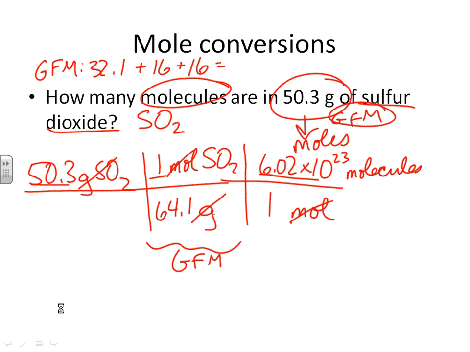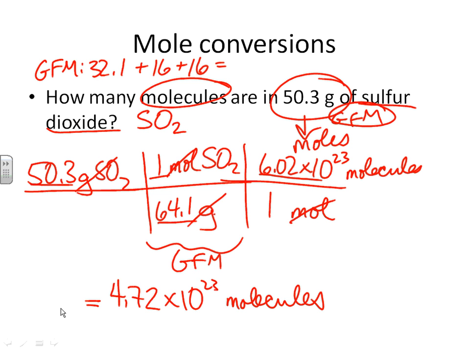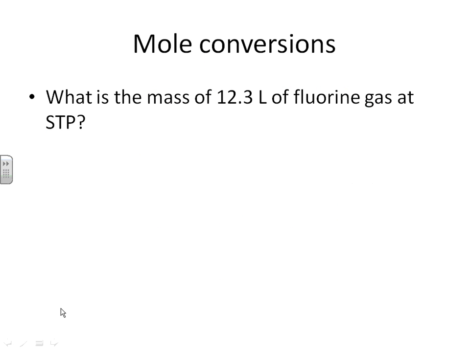Divide that by the stuff on the bottom. So divide that by 64.1. And when you do that, and make sure you're getting the same value that I am getting, you get 4.72 times 10 to the 23rd molecules. If your exponent on the 10 there disagrees with mine, but the value is the same, 4.72, it means that you're probably doing something wrong with punching the numbers into your calculator, and we can go over that together.